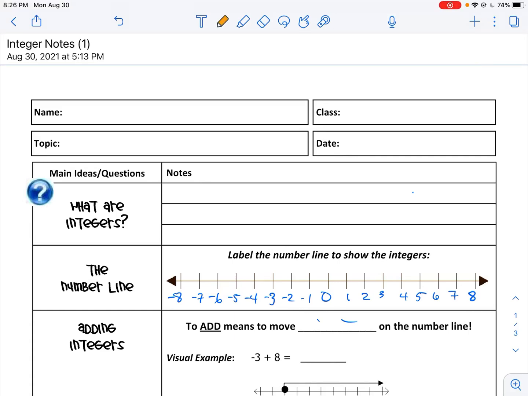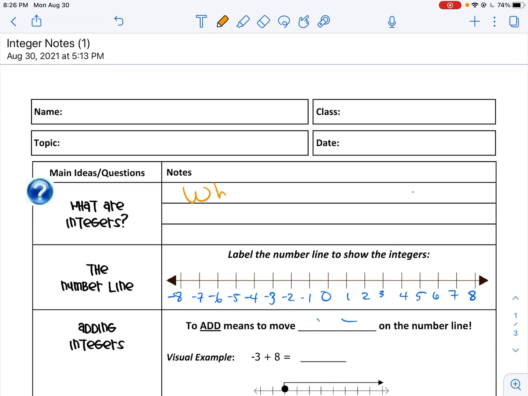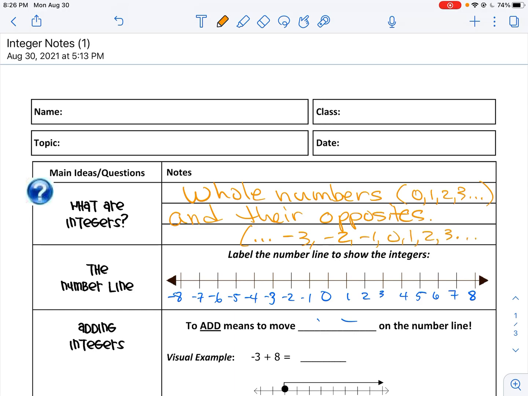Integer notes. What are integers? Integers are whole numbers. And if some of you are asking what are whole numbers, remember that's 0, 1, 2, 3, going on and on forever. And they're opposites. So that means now we're including the negatives or the opposites of the positive numbers. Remember, 0 doesn't have an opposite.